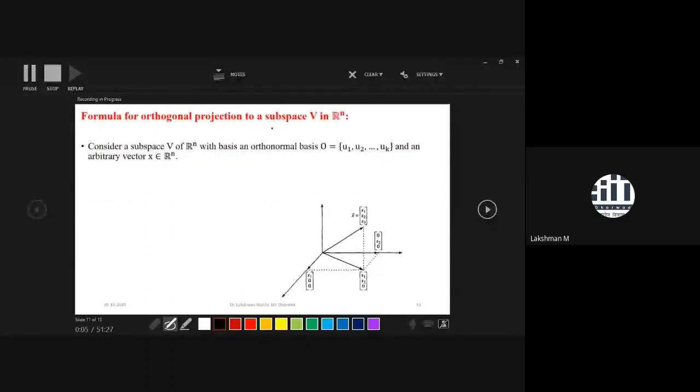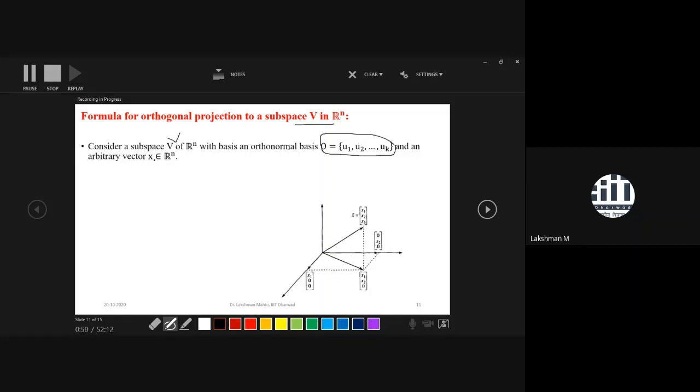What is the formula? Consider a k-dimensional subspace V of Rn. That means V has a basis which will have k elements. We are taking a very specific basis, an orthonormal basis. Every vector space can have an orthonormal basis. But remember, don't take the standard basis. Every vector space has a non-standard orthonormal basis too. We can either easily get it or we need to construct it.